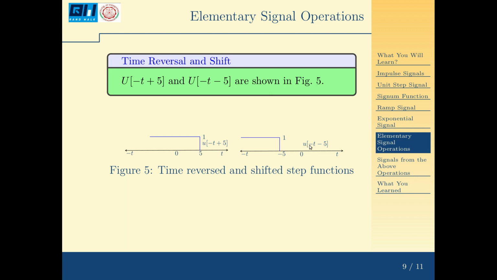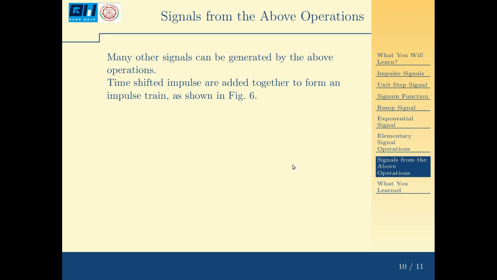Likewise, u(minus t minus 5) is a u(minus t) signal, but it starts at minus 5. So the signal is 1 from minus infinity to minus 5. How do you ascertain the new origin? By making this argument equal to 0. So minus t minus 5 equal to 0, or t equal to minus 5. So many other signals can be generated by the above operations, by time shifting or by time reversal.